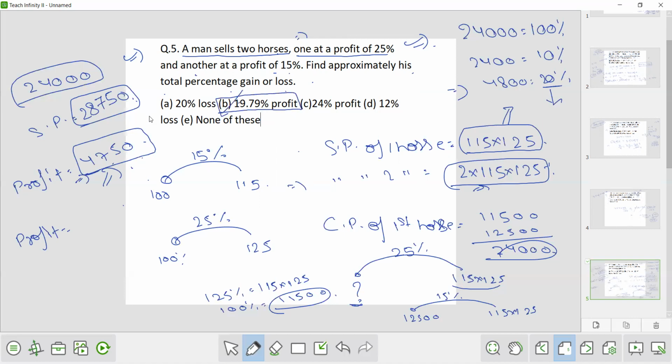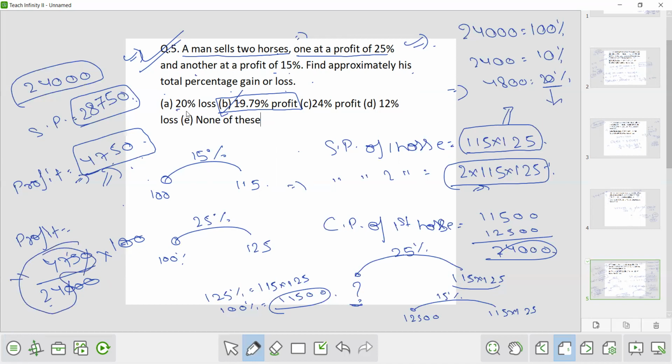This should be the approach and trick to solve the question in the examination. In the examination, you don't have to calculate it like this: 4750 is the profit, 24,000 is the CP, into 100. If you do it like this, it will consume a lot of time. So we have to be quite smart to solve the question.